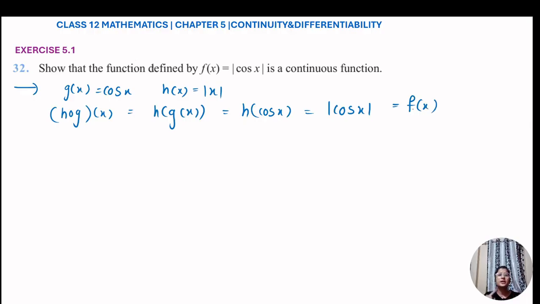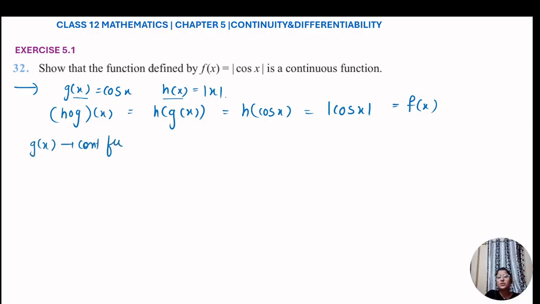So you can write your f of x as a composition of two functions, that is g of x and h of x. Now, same as in question number 31, you have to show that your g of x and h of x are continuous functions, and you have already shown that your h of g of x is continuous.